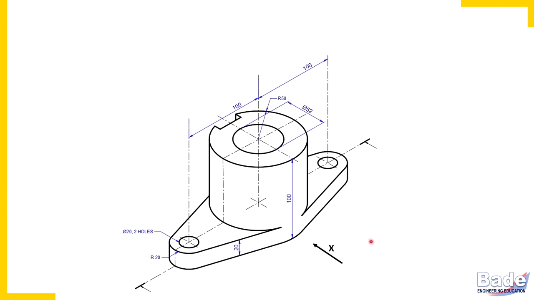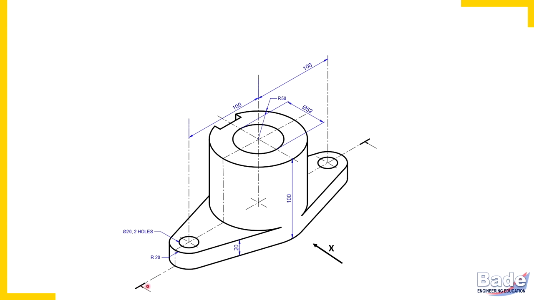This arrow here suggests the front side. So on the back side there is a vertical slot. So in bird's eye view we have divided this object in portions.